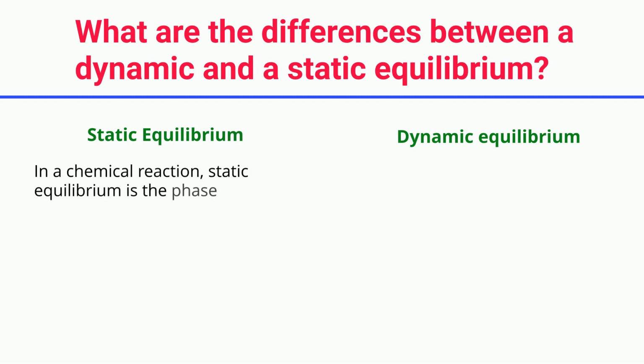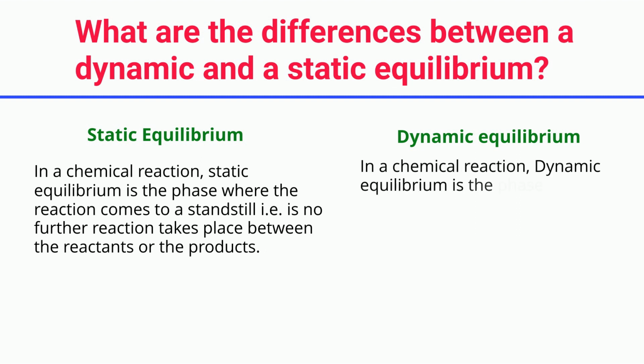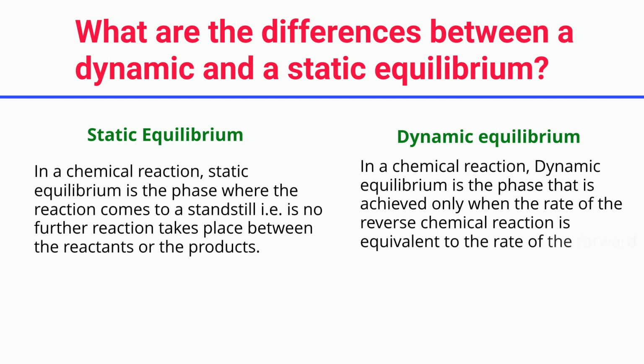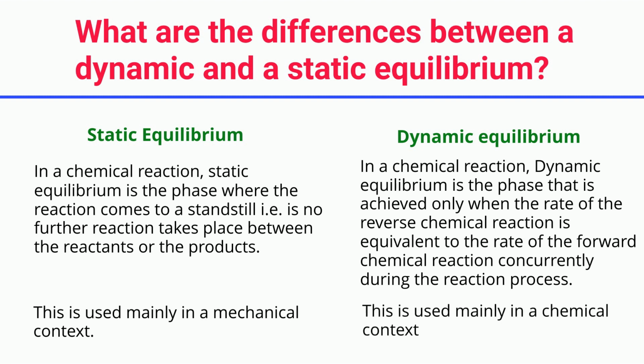In a chemical reaction, static equilibrium is the phase where the reaction comes to a standstill, i.e., no further reaction takes place between the reactants or the products. In a chemical reaction, dynamic equilibrium is the phase that is achieved only when the rate of the reverse chemical reaction is equivalent to the rate of the forward chemical reaction concurrently during the reaction process. Static equilibrium is used mainly in a mechanical context. Dynamic equilibrium is used mainly in a chemical context.